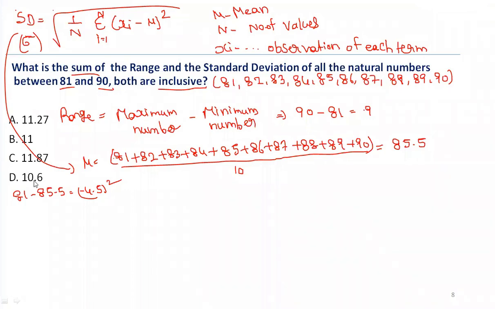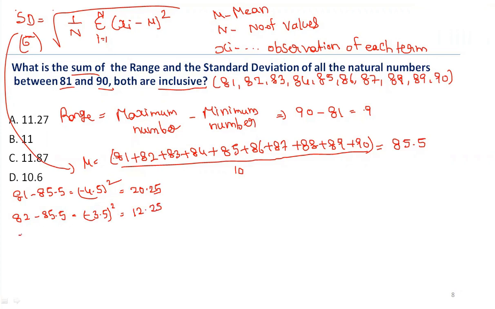In the same manner, I'm taking out the next value. Next value is nothing but 82, right? So minus 4.5 whole square means how much will be the value? The value is nothing but 20.25. So taking out the next value, 82 minus 85.5 means it is nothing but minus 3.5. So as per the formula, I'm just squaring it. Squaring this value will give you 12.25.